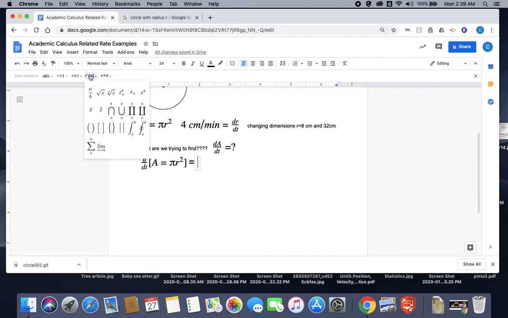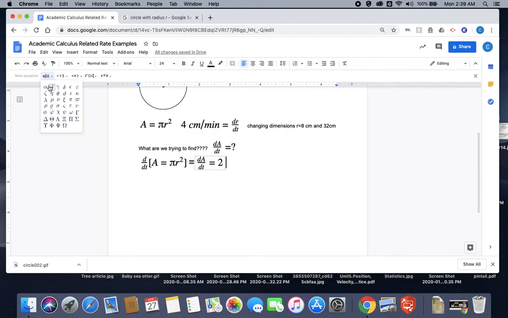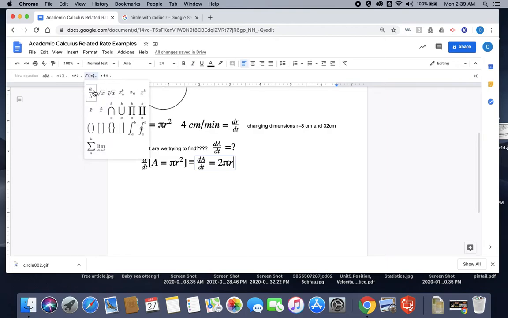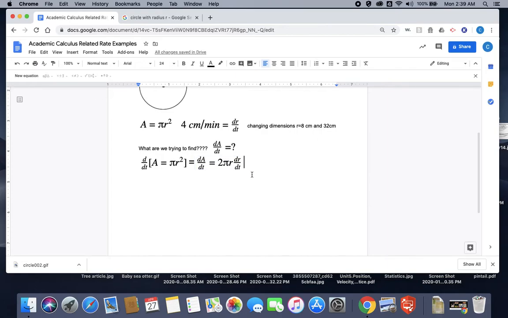We're going to get a fraction. We're going to get dA over dt equals. Now we're going to take the derivative of pi r squared. Keep in mind, pi is just a constant coefficient, so it's not really going to affect doing the derivative here. So we're going to end up with 2 pi r, and we're going to end up with a dr over dt rate notation. And there's our derivative.